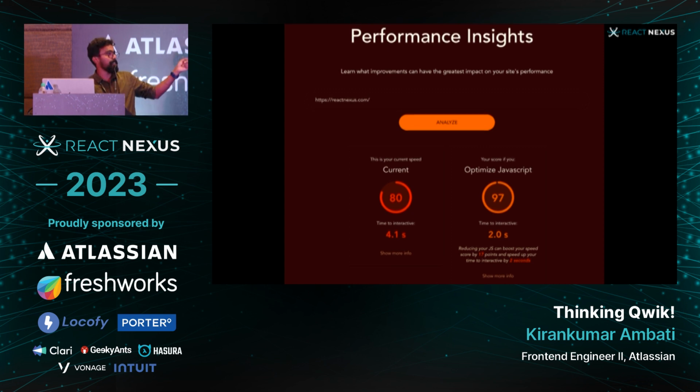And if you see the right column, there's a thing called optimized JavaScript. If you optimize JavaScript, the score just jumped to 97, and TTI improved almost double, from 4 seconds to 2 seconds. So here, optimizing JS is actually just deleting JS. I'll show you how we can delete that.